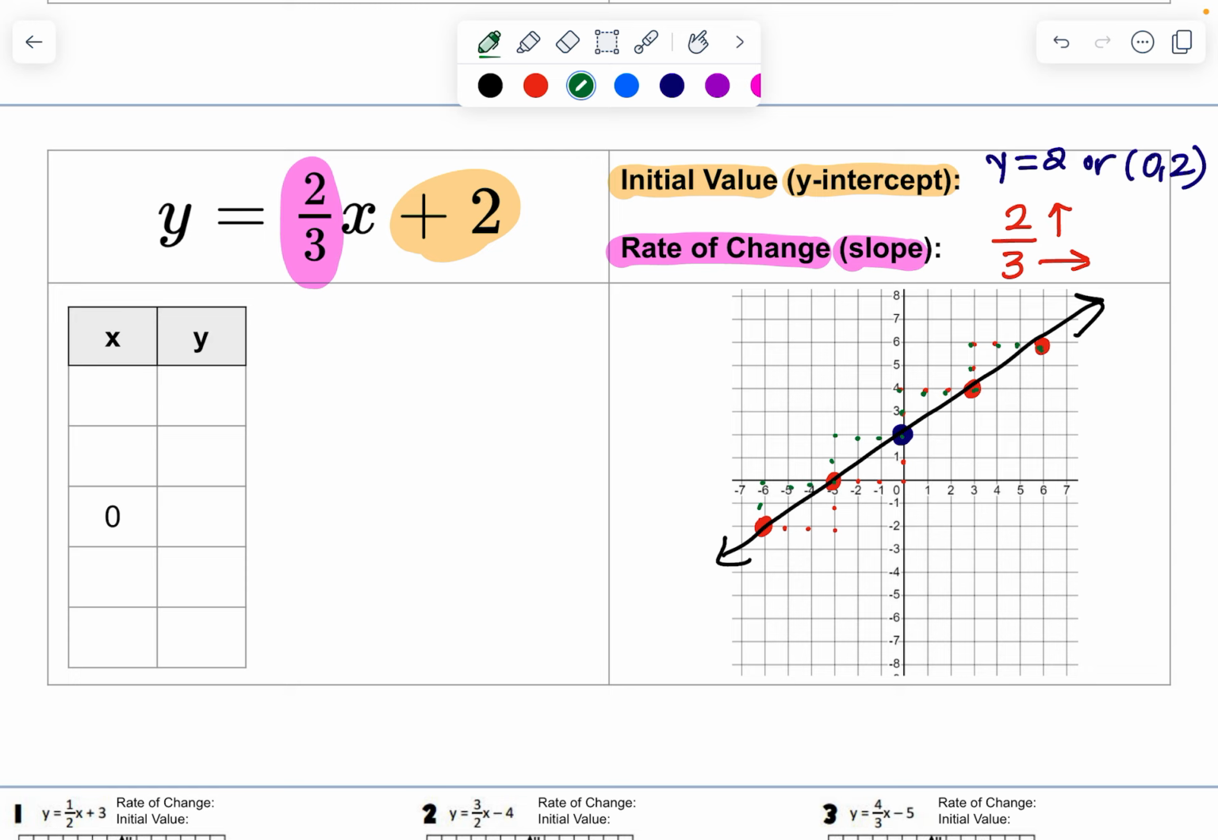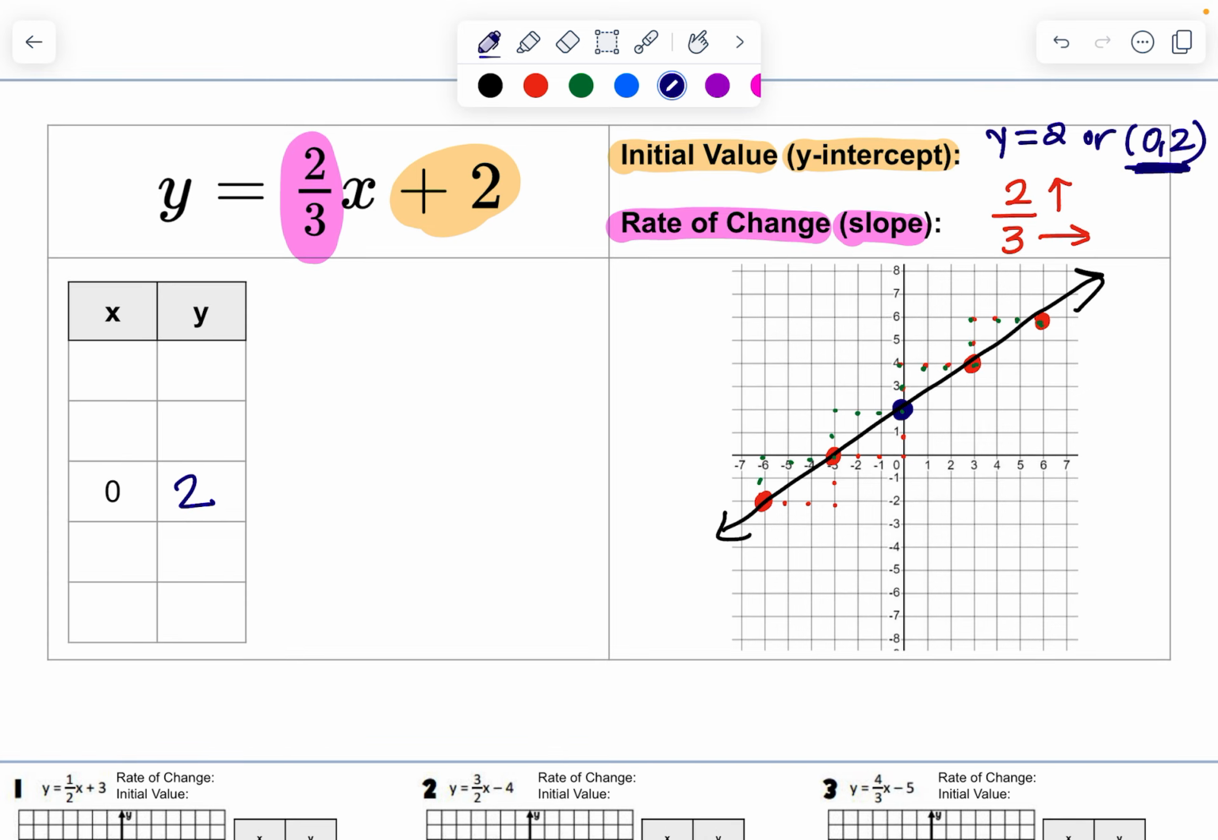If I wanted to determine in my table where my y-intercept is, remember, that's (0, 2). So when x is 0, y is 2. I can prove it to you. y equals 2/3 x plus 2. Remember, we wanted to plug in our input of 0. Anything times 0 is 0. 0 plus 2 is 2. So that's how I was able to get the y.